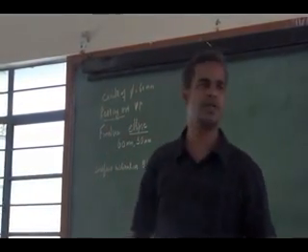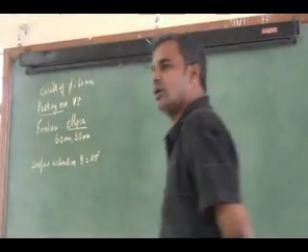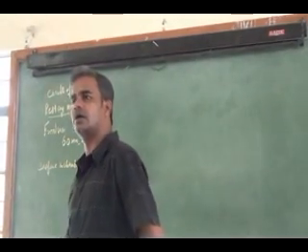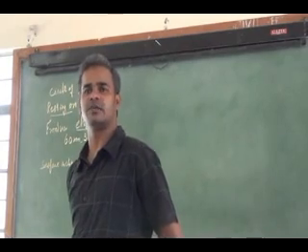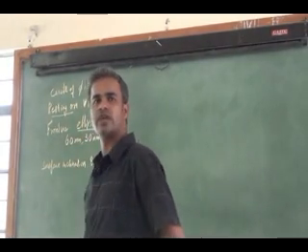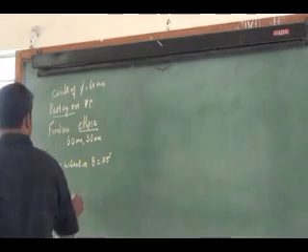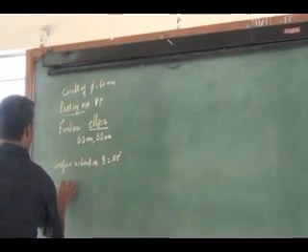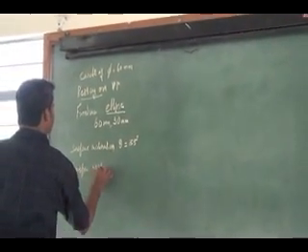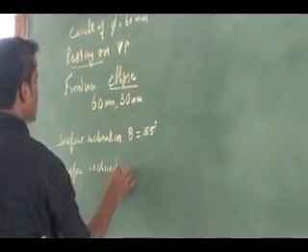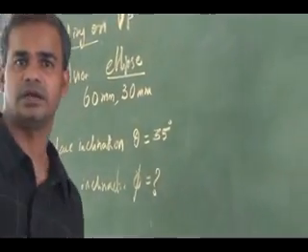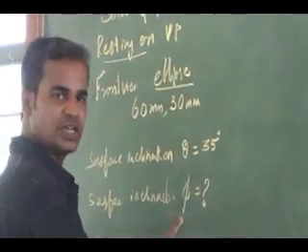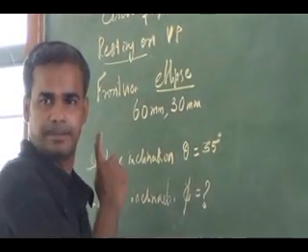Also find the true inclination of the surface with respect to the vertical plane. Surface inclination phi you have to find out. So the surface inclination to VP is going to be phi.